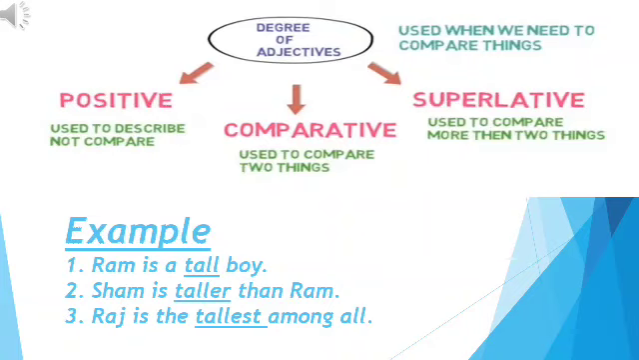For example, Ram is a tall boy. In this sentence, tall is a positive degree. It is describing Ram. Sham is taller than Ram. In this sentence, taller is comparative degree and it is showing comparison of Ram and Sham. Raj is the tallest among all. In this sentence, tallest is a superlative degree and it is showing comparison of all these three persons.